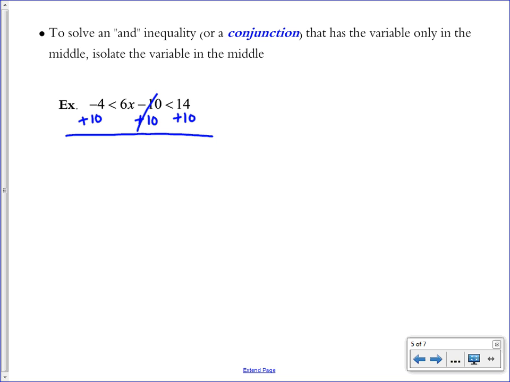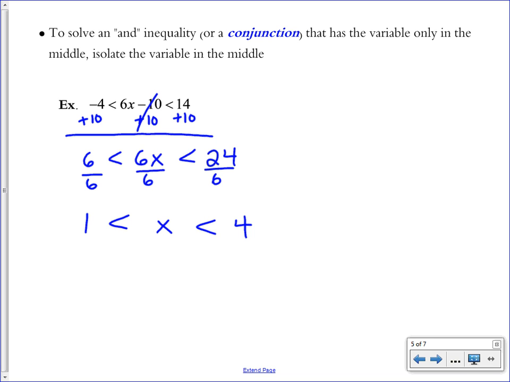These cancel out. Negative 4 plus 10 on the left is 6. Bring down what you have left in the middle. 14 plus 10 is 24. And then I'm almost done. X is almost isolated in the middle. Now I need to divide by 6. Divide all three sides by 6. This is a 1. This is an x. 24 divided by 6 is 4.